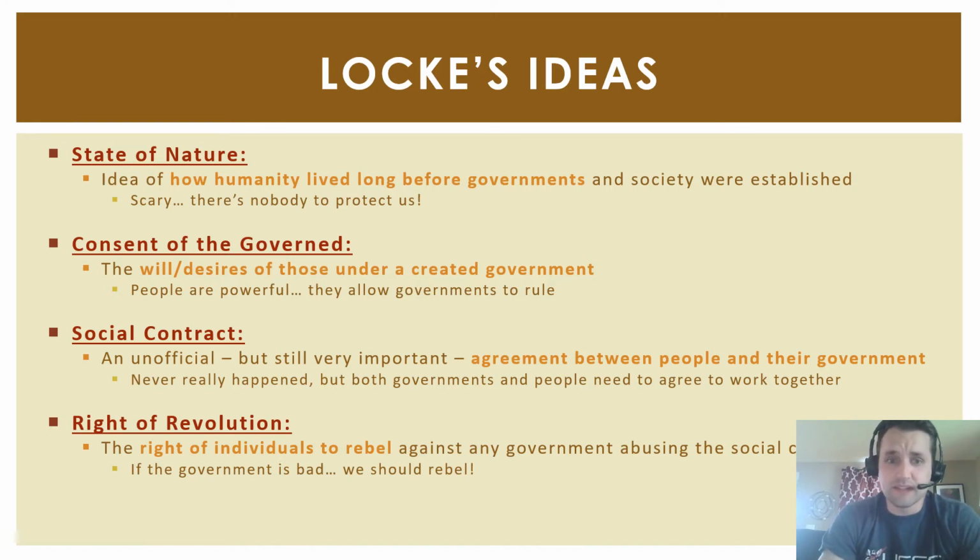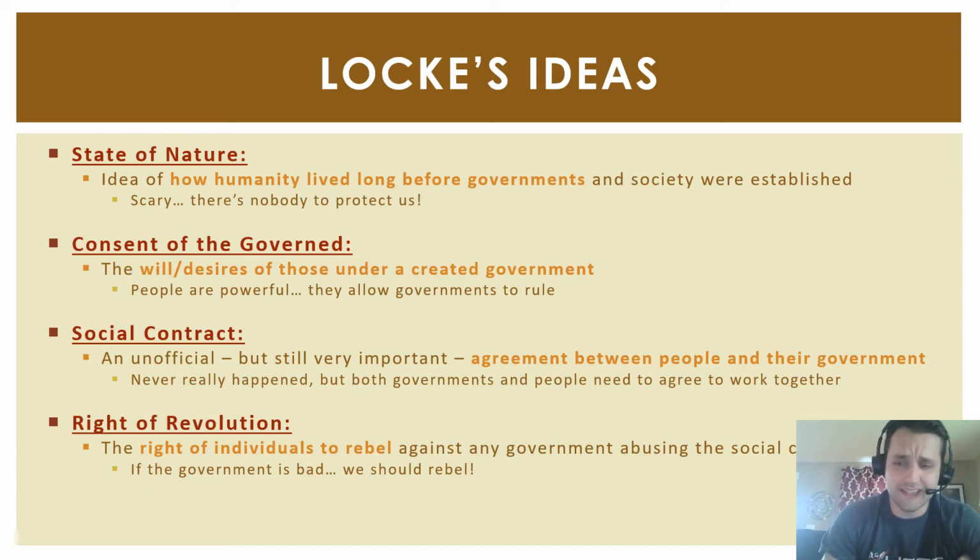Now that second piece there, consent of the governed. If you give your consent, it means you give your permission, right? So if governments rest upon, as he says, the consent of the governed, that pretty much means that governments are only here because we give them permission to be here. And if we don't want them anymore, that's where things change. So the consent of the governed just means that a created government is there because of the people who want it to be there. And people are powerful, John Locke would argue. They give governments the right to rule.